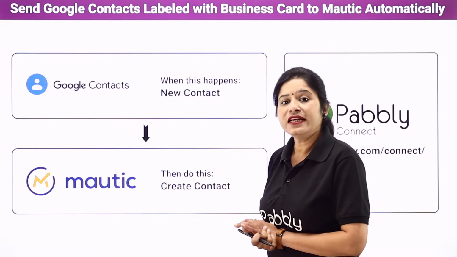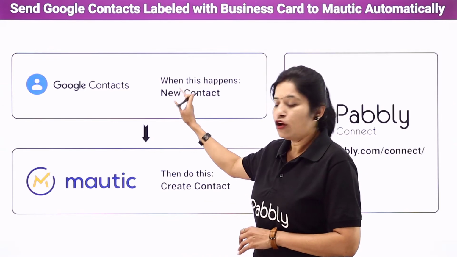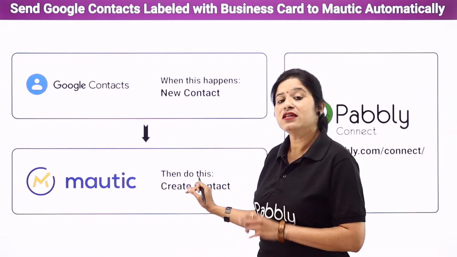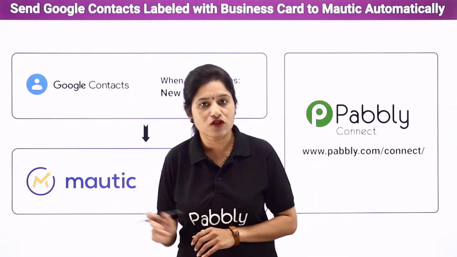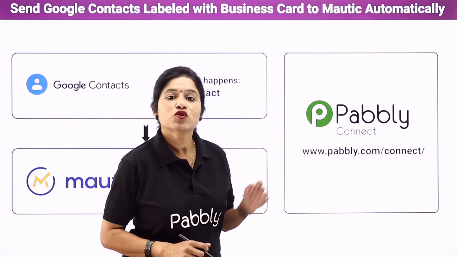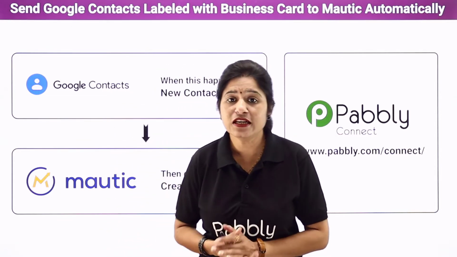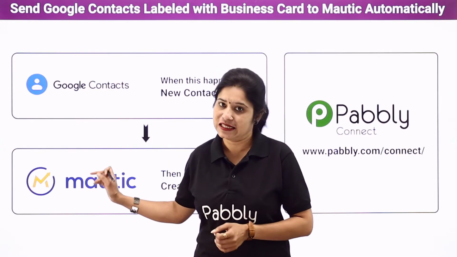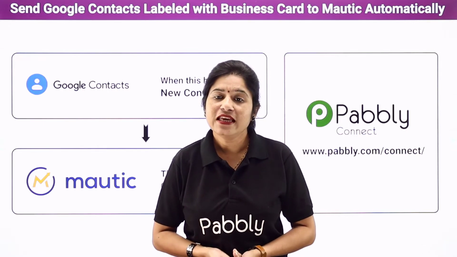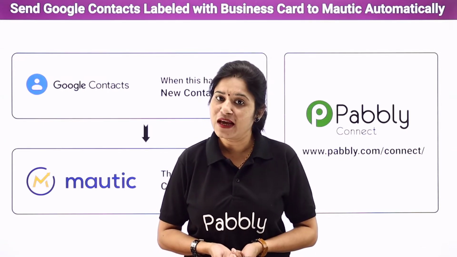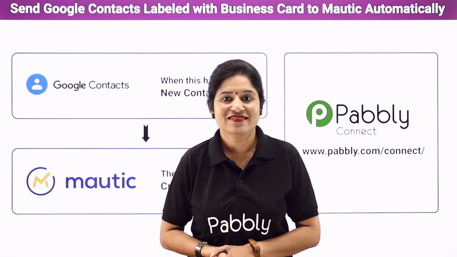For this, we need to create a connection between Google Contacts and Mautic, so that whenever a new contact is added, automatically the same contact is added with the specific business card. So in order to create a connection, we are going to use a software application named Pabbly Connect. So basically, Pabbly Connect is an automation and integration software which will help us in integrating both these software applications automatically. The best part here is it doesn't require any coding skills or programming knowledge. Even a non-technical person can use this software application very easily. So let us learn the integration process now on my screen.